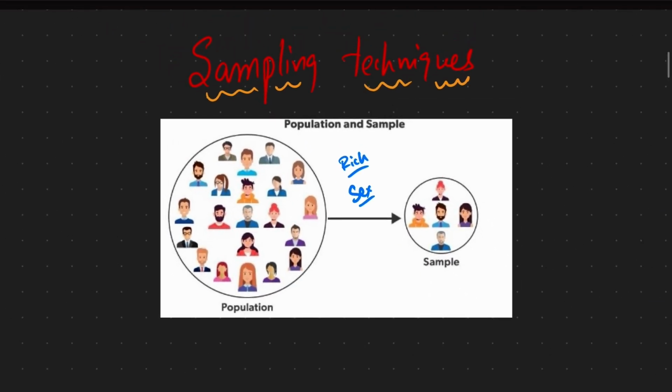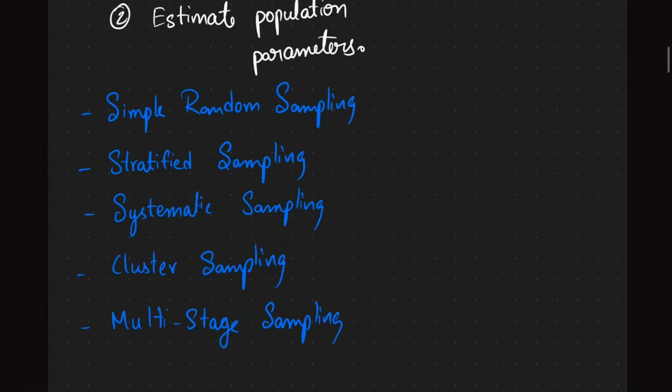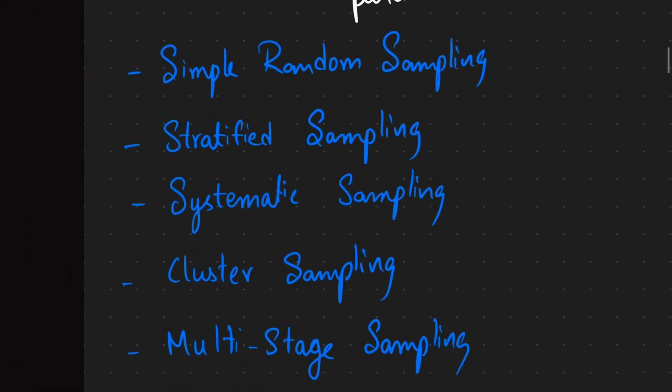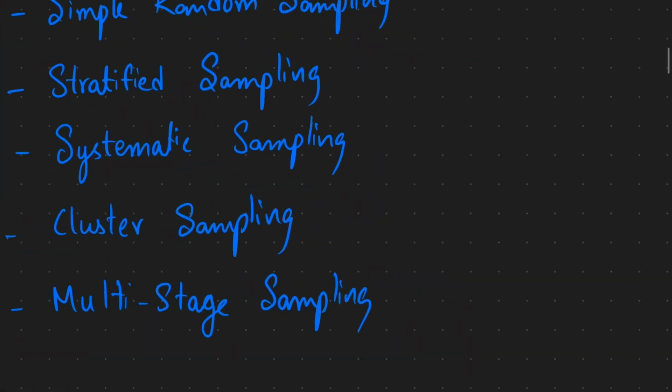For this, there are a few techniques. Some of them are simple random sampling, stratified sampling, systematic sampling, cluster sampling, and multi-stage sampling. I'll try to explain these in two-liners so it would be easy for you and you can go from there. Okay, first let's talk about simple random sampling.